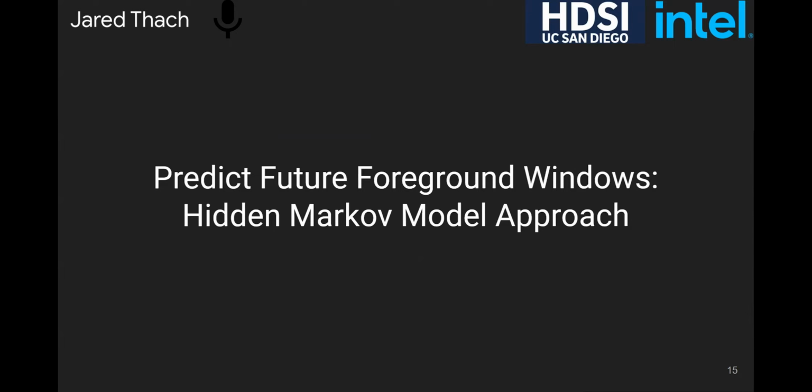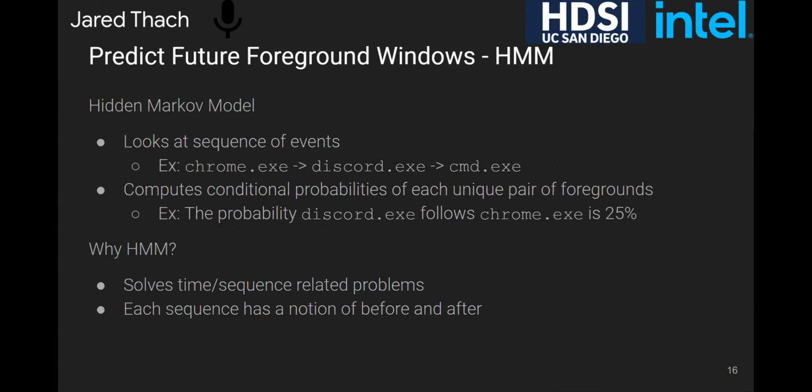As mentioned, our first model for next app prediction was a hidden Markov model. So what exactly is a hidden Markov model? An HMM is a type of model that views events as a continuous sequence. For example, an input sequence may be the events of Chrome, Discord, then the command prompt. The hidden Markov model then takes these sequences and computes conditional probabilities of each unique pair of foregrounds. For example, the probability of Discord following Chrome may be 25%.